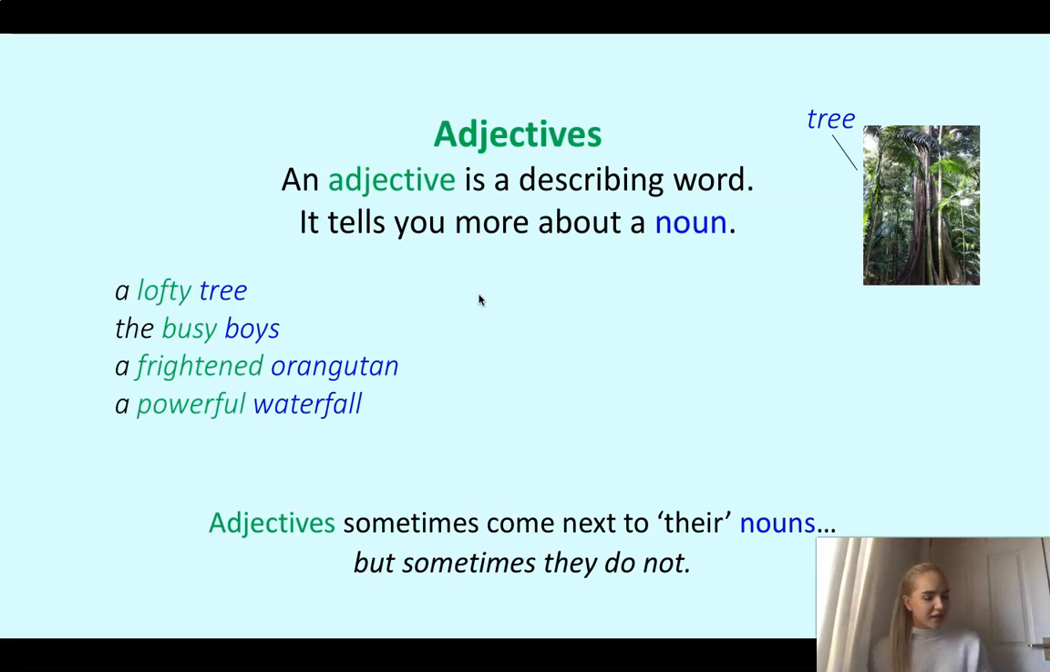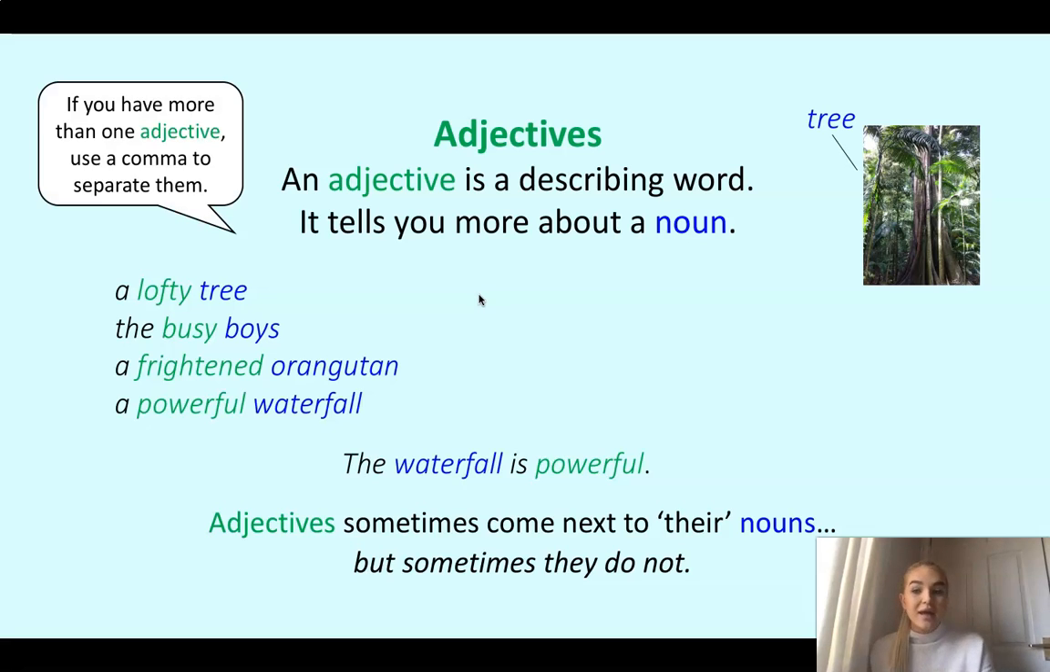Now, sometimes they come next to their noun, but often, well, sometimes they don't. Because if we're using the example of the waterfall, instead of saying a powerful waterfall, we could say the waterfall is powerful. Now we've switched around our noun and our adjective, but it still uses the adjective to describe the noun. Now sometimes, and what I've been trying to encourage you to do, is to use more than one adjective when we are describing a noun.